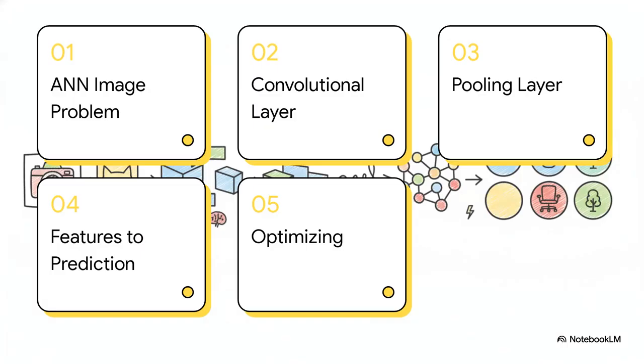So here's our roadmap for today. First, we're going to dig into why a regular old-school neural network just completely falls apart when you show it a picture. Then we'll start building our CNN piece by piece, starting with the convolutional layer, that's where the real magic happens, and the super efficient pooling layer. After that, we'll see how we take all those features we found and turn them into an actual prediction. And finally, we'll look at how the pros optimize these things to get truly incredible results.